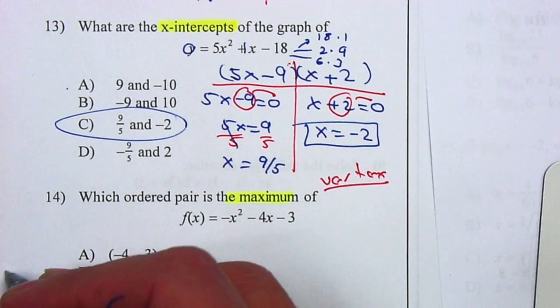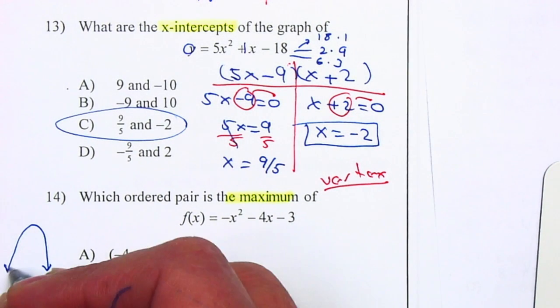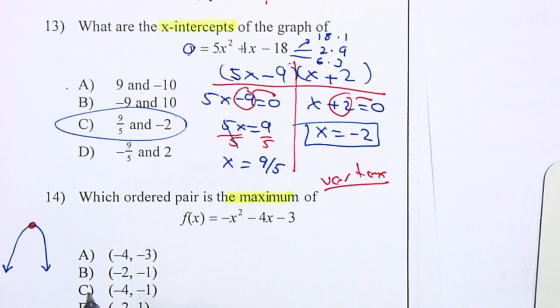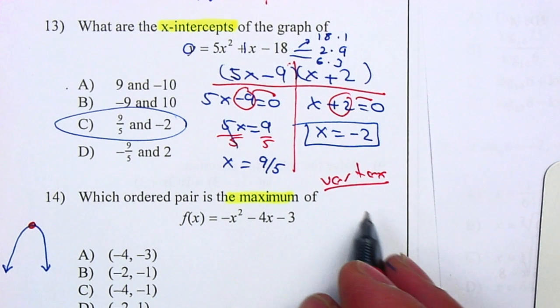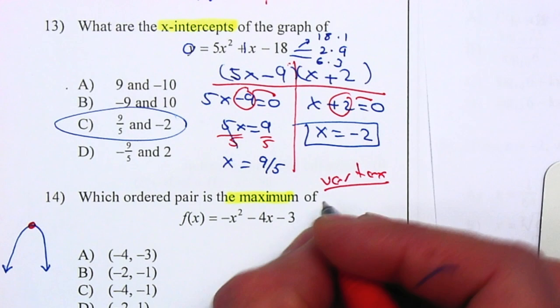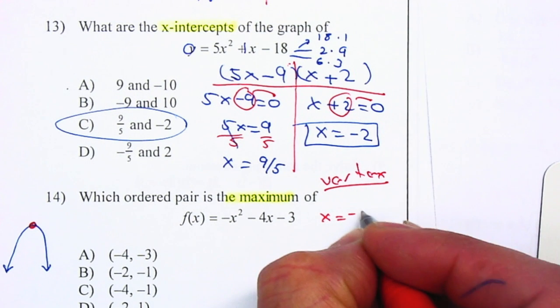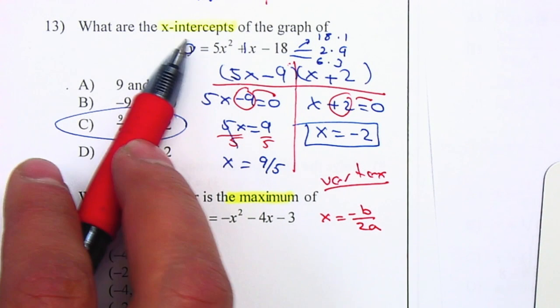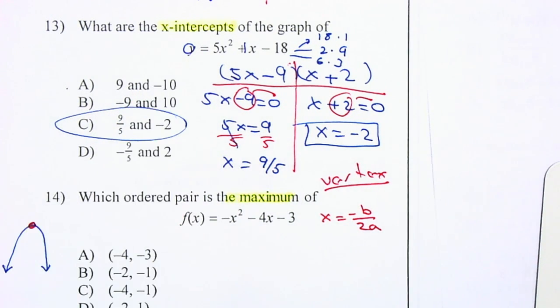So if you have a parabola, this is the maximum, or we also call it the vertex. We need to be able to use the formula x is equal to negative b over 2a. We don't need to factor. It's different from the x-intercept. So let's go through 14.